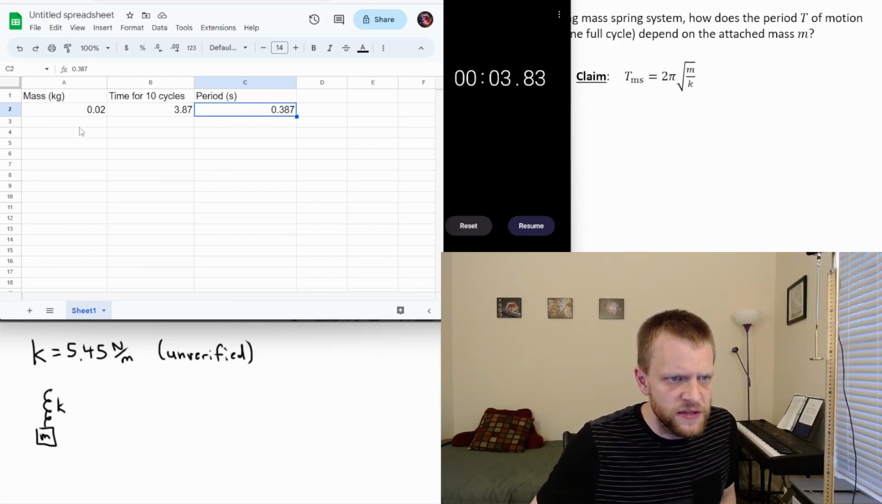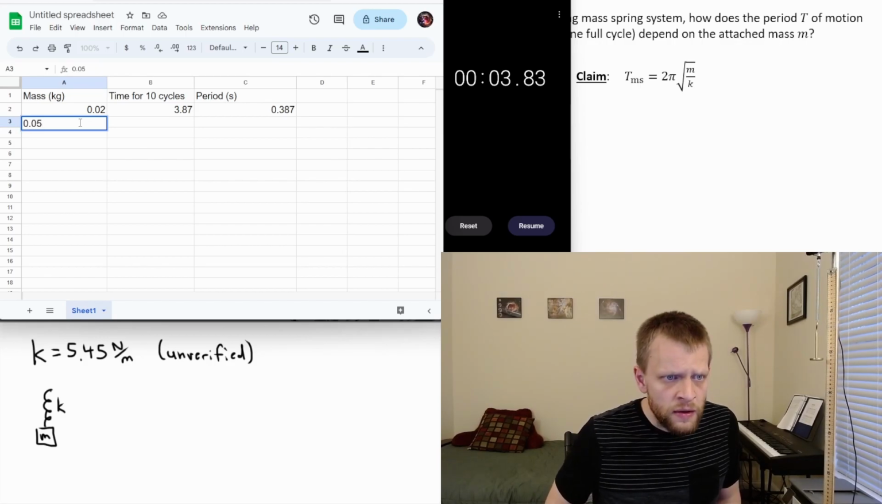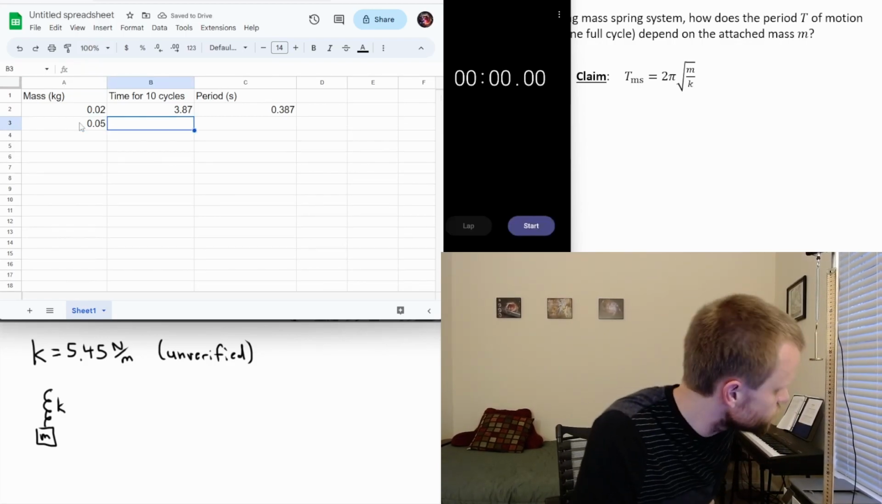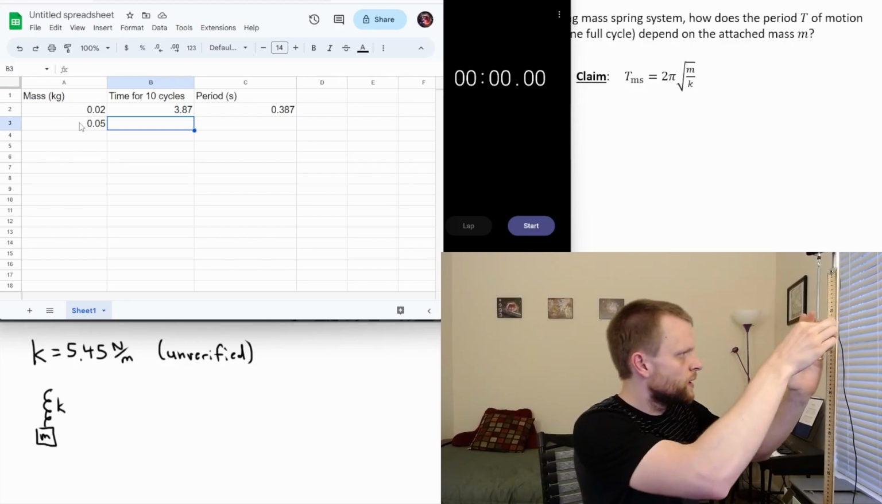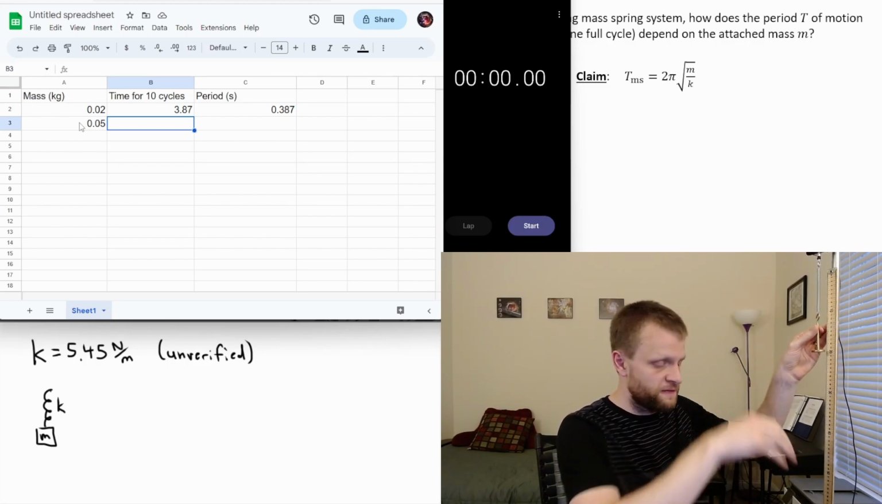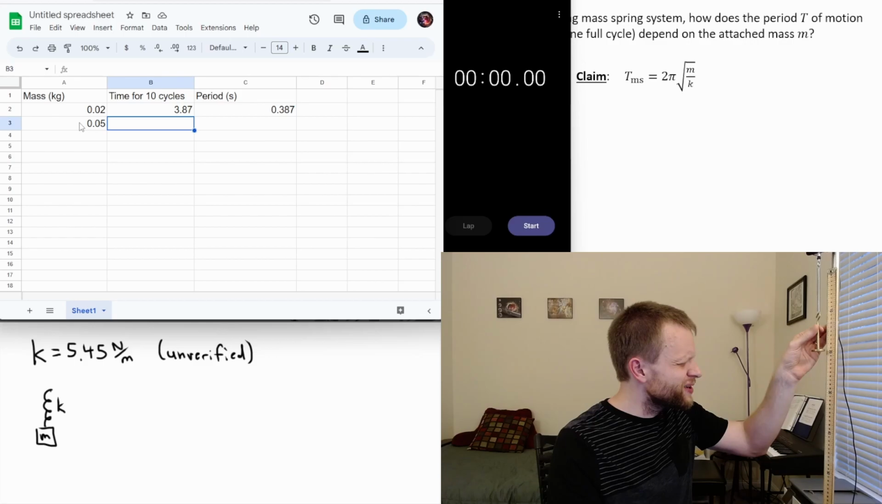Okay, so the 50 gram mass, so 0.05 kilograms. Let's reset, and I'm going to do the exact same thing. I'm going to move this up 1.5 centimeters. I'm going to do the same thing, measuring the time for 10 full up and down cycles. So 3, 2, 1, start. 1, 2, 3, 4, 5, 6, 7, 8, 9, 10.